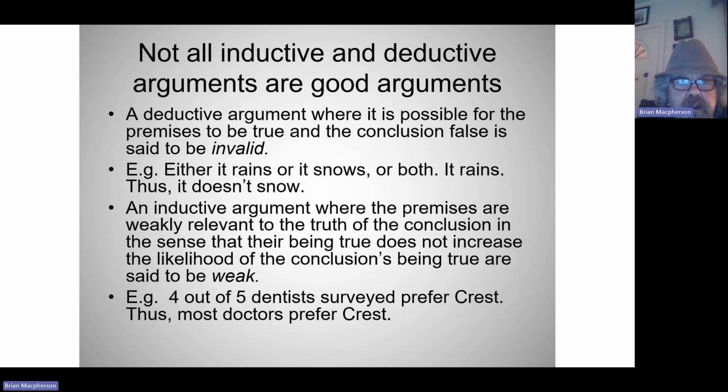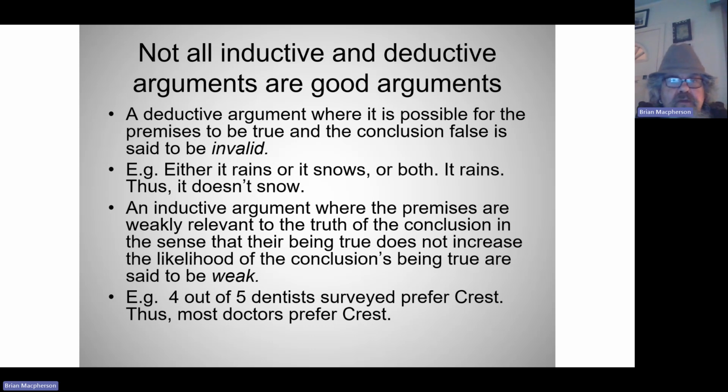So not all inductive and deductive arguments are good arguments, right? If a deductive argument is such that it is possible for the premises to be true and the conclusion false, then we call that deductive argument invalid, okay? So here's an example. Either it rains or it snows or both. It rains. Well, if it could do both, I certainly can't conclude that it doesn't snow. What I'm doing here is treating the connective 'or' as exclusive when in fact it's only inclusive. So the premises could well be true and yet the conclusion could still turn out to be false, right?